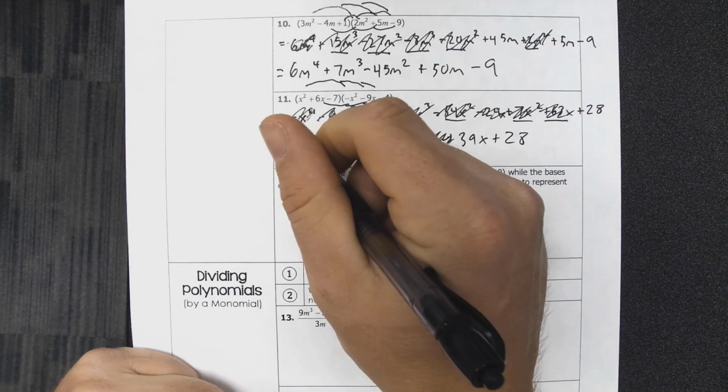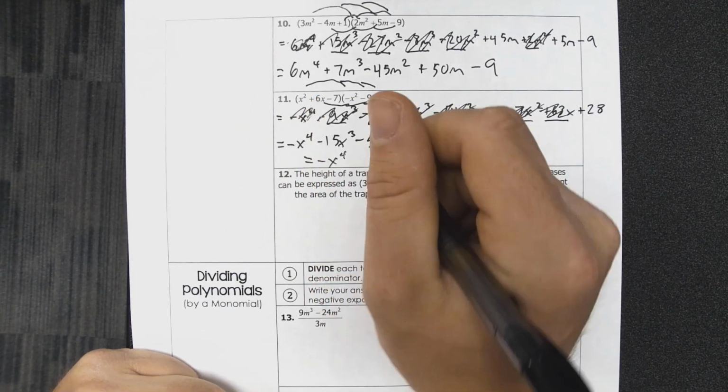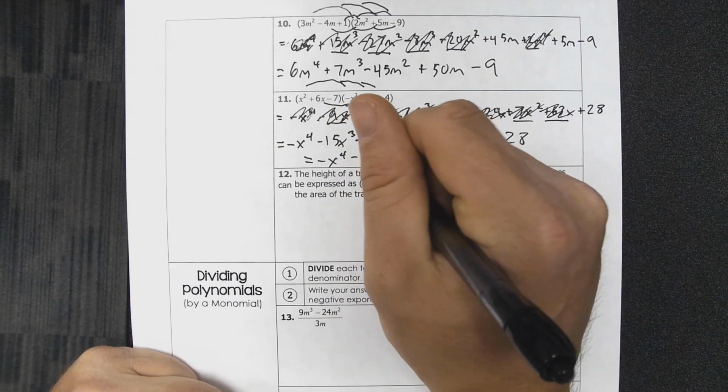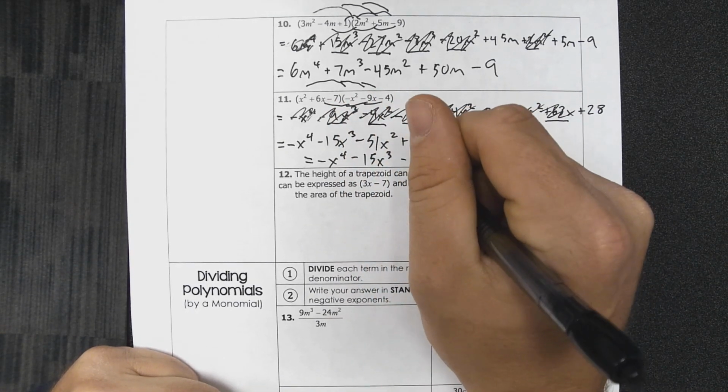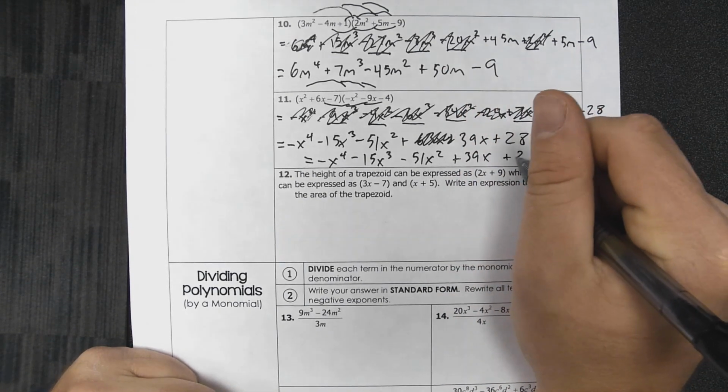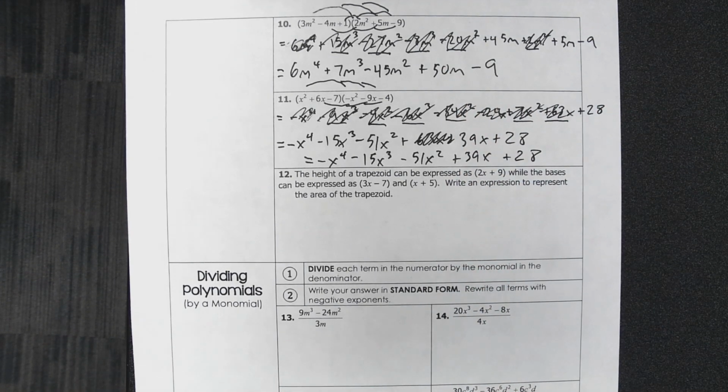We go ahead and write that a little bit cleaner. So this would be the correct answer. So if you got negative x to the fourth, minus 15x cubed minus 51x squared plus 39x plus 28. That will get you the correct expression.